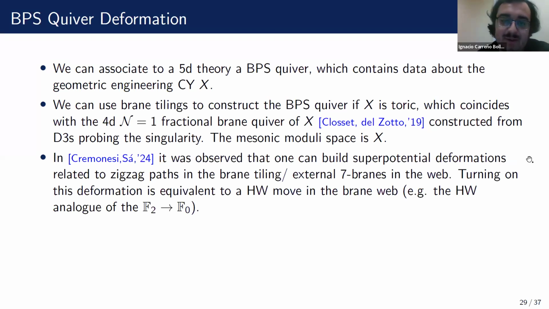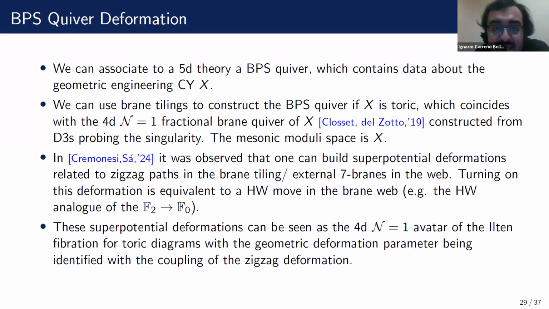Now, recently, in a paper by Cremonesi and Sa, we have seen that we can take this fractional brane quiver and construct superpotential deformations which are related to zigzag paths in a brane tiling. These are in one-to-one correspondence to external 7-branes in the web. Now, turning on these deformations is equivalent to doing a Hanany-Witten move on the brane web, so crossing their corresponding 7-branes. So, for example, in this paper by Cremonesi and Sa, they explicitly consider the Hanany-Witten analog to the F2 to F0 deformation we've previously shown.